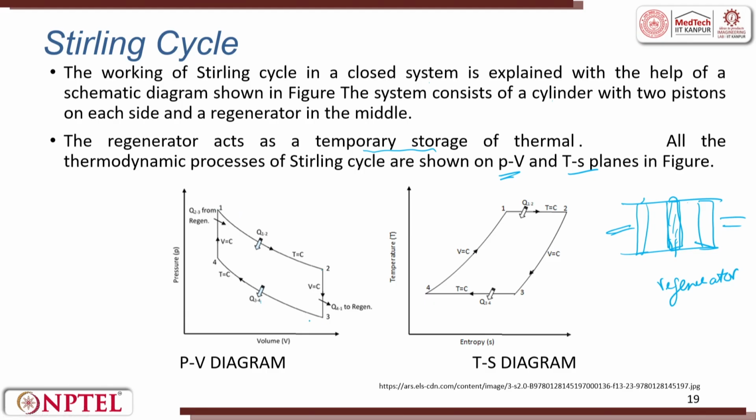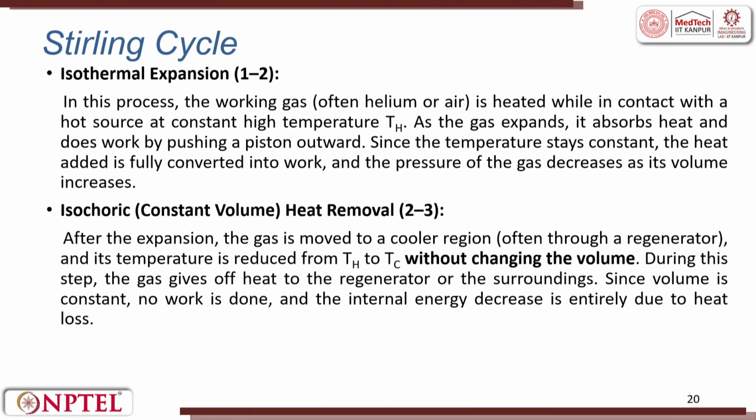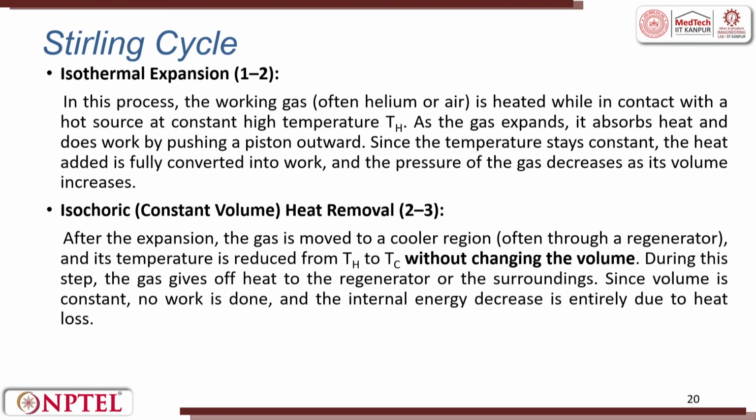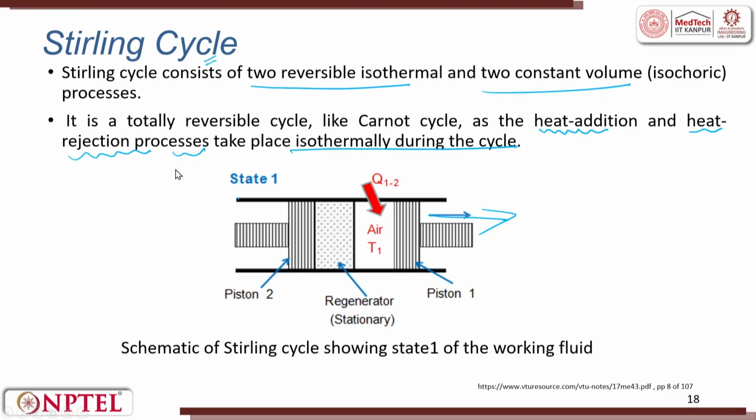So, 2 to 3 and 3 to 4 are adiabatic cycles. So, 4 to 3 to regen and 2 to 3 also regen. And here V equal to C, V equal to C. In this process, the working gas is heated. The gas, air which is there, is heated while it contacts with the heat source at constant temperature TH. As the gas expands, it absorbs heat and does work by pushing the piston outward.